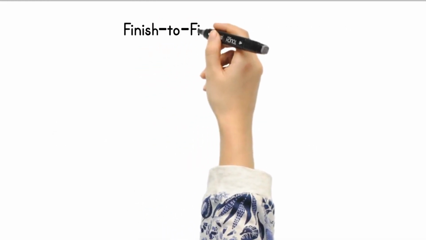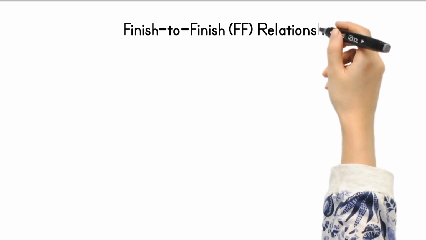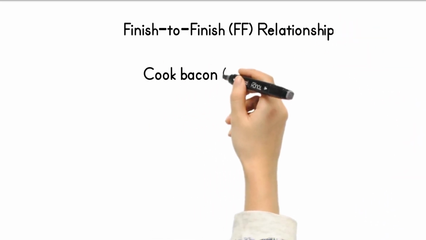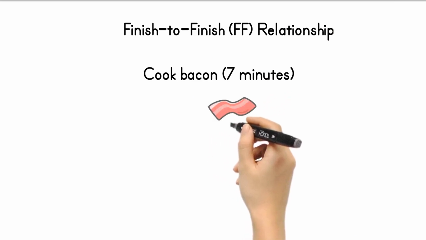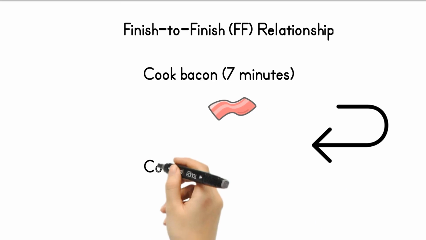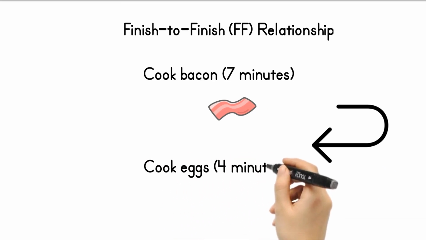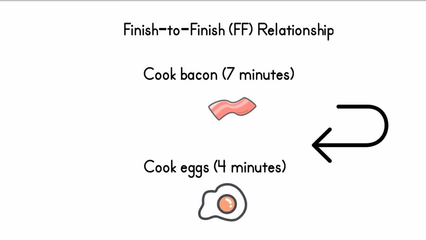The third type of relationship we will discuss is the finish-to-finish relationship. Using the food analogy of cooking bacon and eggs, when you finish cooking the bacon, you will finish cooking eggs. Use this relationship when you want two or more activities to finish at the same time.